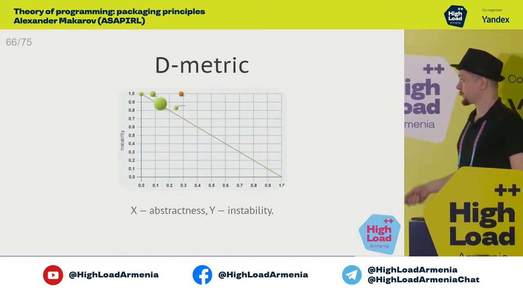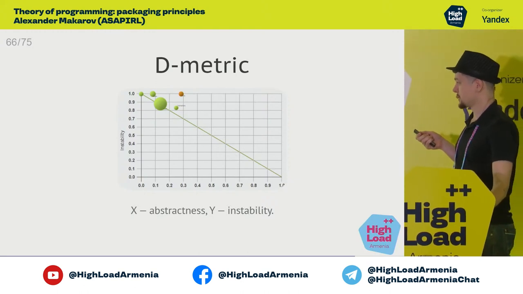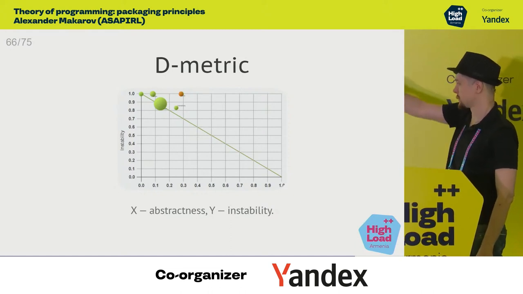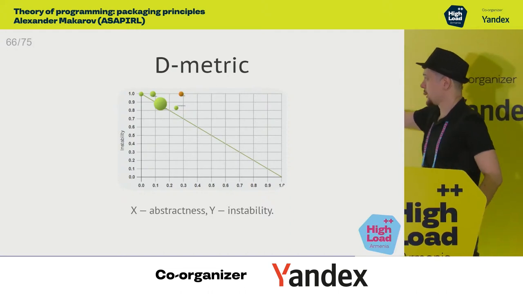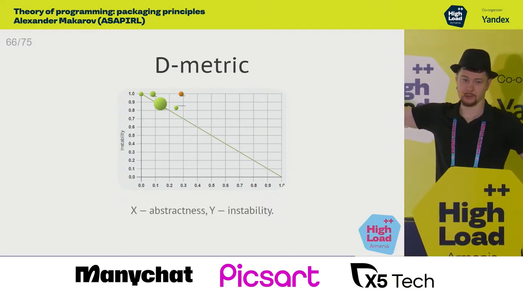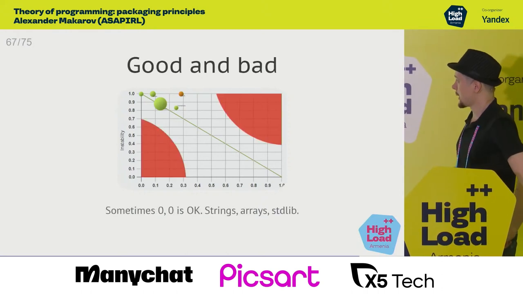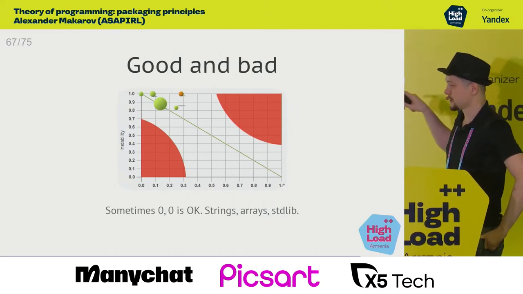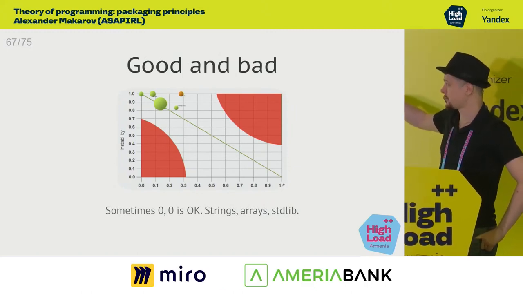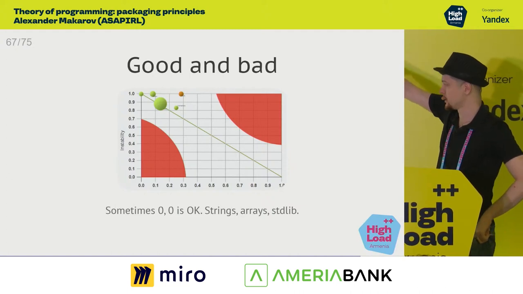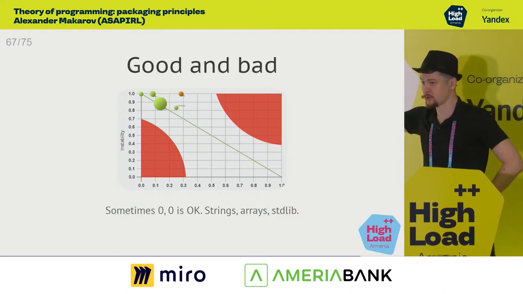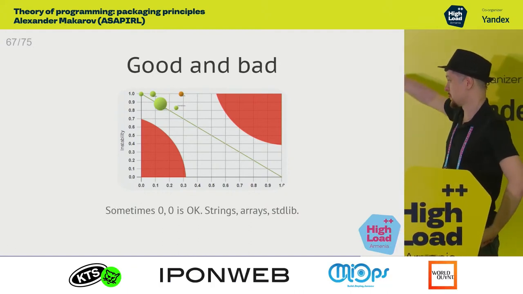And there is a useful thing, a visualization of the instability and abstractness. It's called the D metric. So here is the line that goes from top to bottom, and these circles are modules or classes. And the thing is, how to read it? So good and bad. These areas are very, very bad, and the further from this green line, the worse. So sometimes 0, 0 is okay.